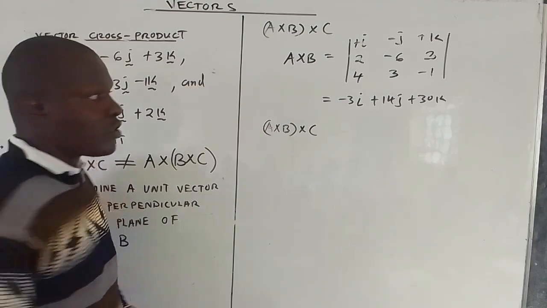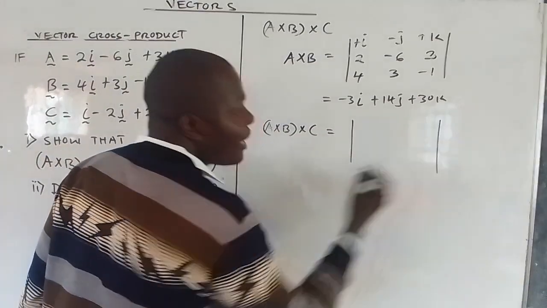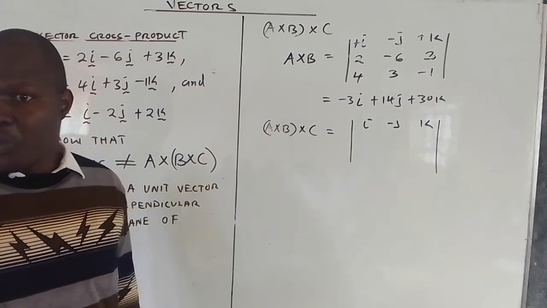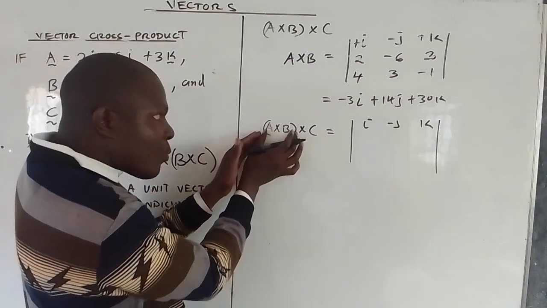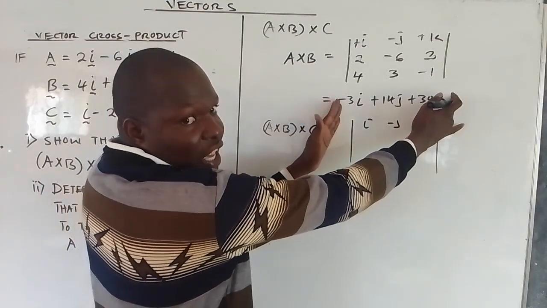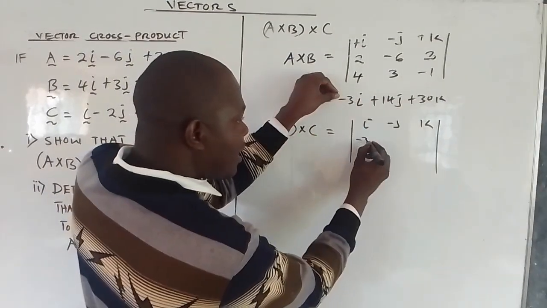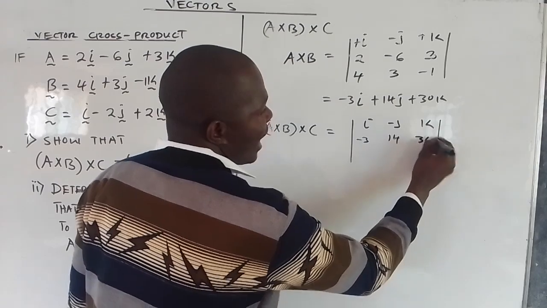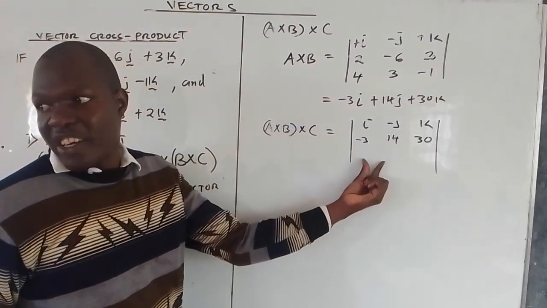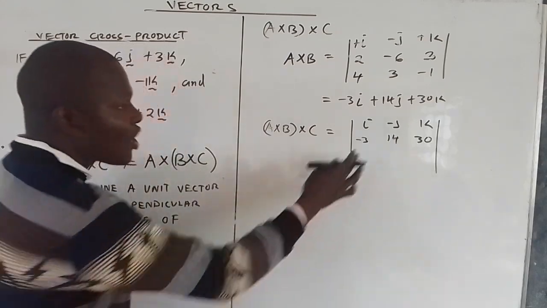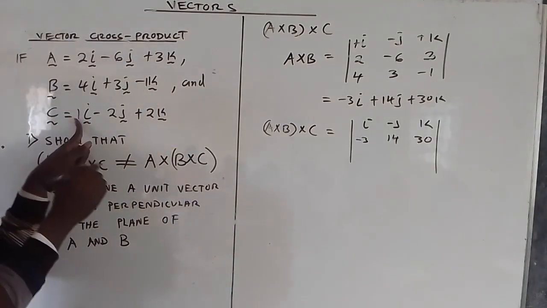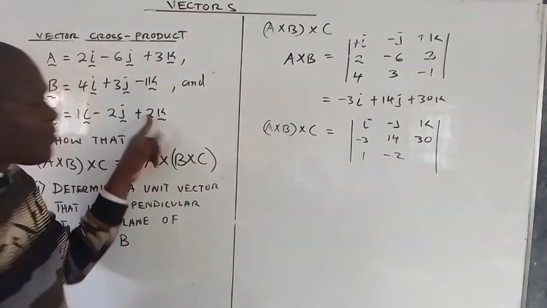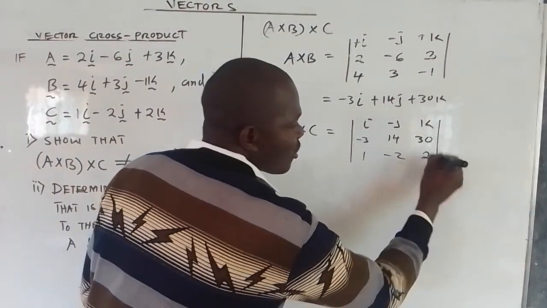Are we together? Yes. So that one is going to be the determinant of i, j, k, and you know j is negative, isn't it? So from there, a cross b comes first, and a cross b is this one thing you found, isn't it? You found your x is negative 3, your y is positive 14, and your z is 30. Then your c comes next. Order of a matrix must be followed, isn't it? C comes next. What is your x for C? It is 1, isn't it? Your y for C is negative 2. Then your z for C is positive 2, isn't it?